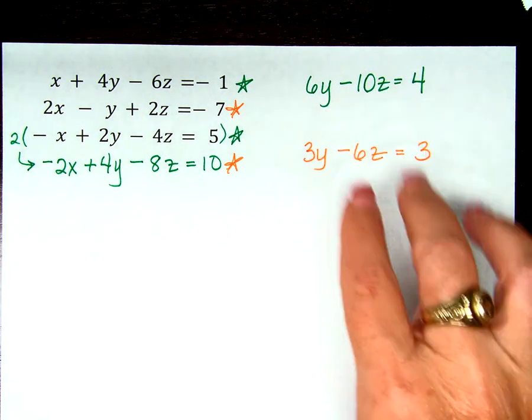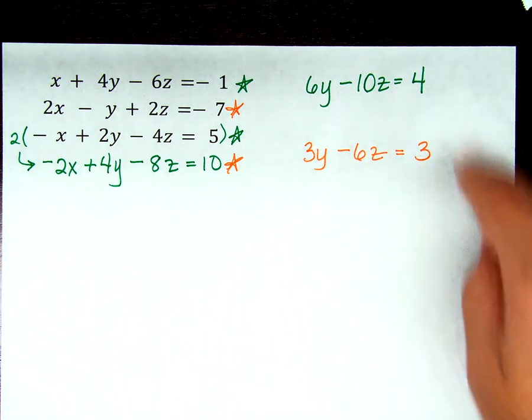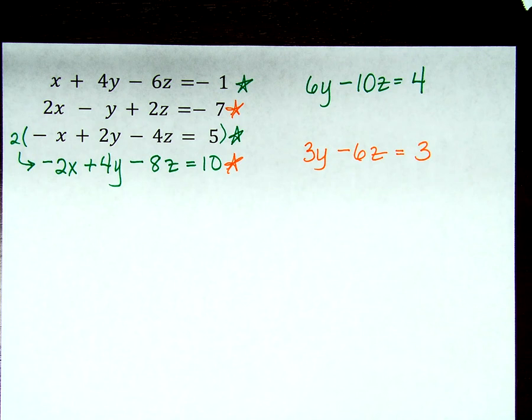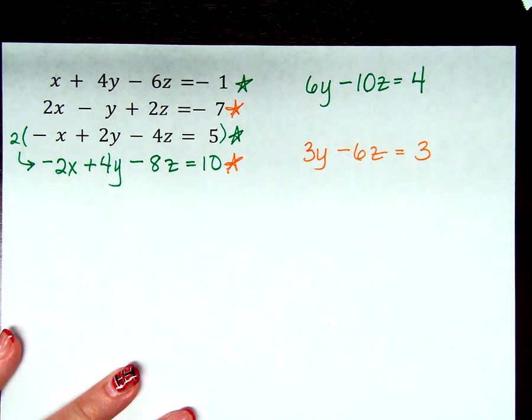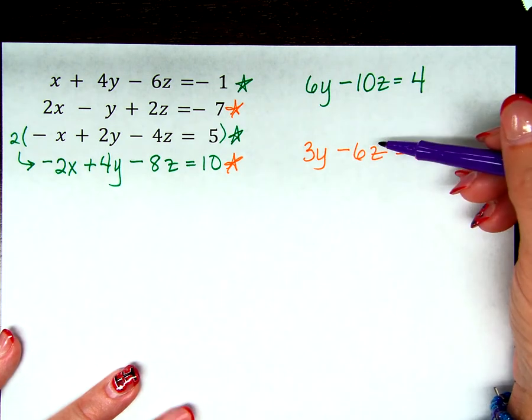Once I have two equations with y and z, what do I need to do now? I start over, right? I try to eliminate a variable. In your opinion, which is the best variable to try to eliminate here? Why do you think the y's are the best variable to try to eliminate? They're smaller. Exactly. They're smaller.